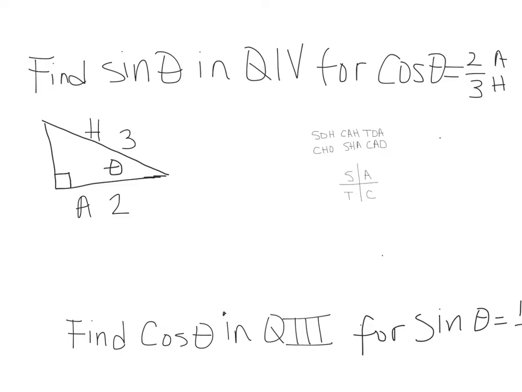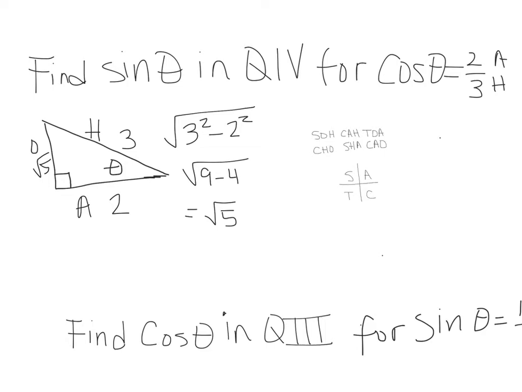Now, it's a right triangle, so all I need to do is the Pythagorean theorem to find the remaining side. In that case, it's simply going to be the square root of 3 squared minus 2 squared. I'm going to get the square root of 9 minus 4, which is the square root of 5. So the opposite side, let's call this one O, is going to be the square root of 5.